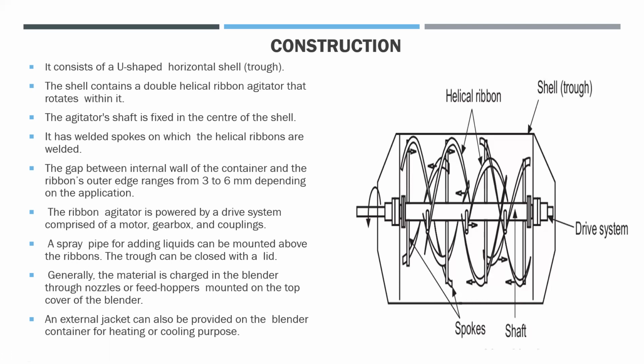Generally the material is charged into the blender through the nozzles or the feed hopper. So when loading the material, if it is liquid, it goes through the nozzles, or if it is solid, it goes from the feed hopper, which is mounted on the top cover of the blender. The material we want to load will be introduced into the blender using these nozzles or the feed hopper.